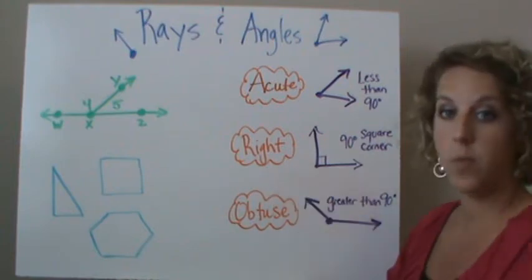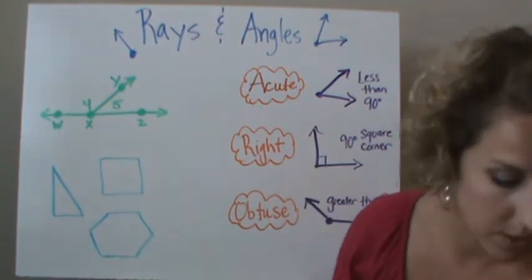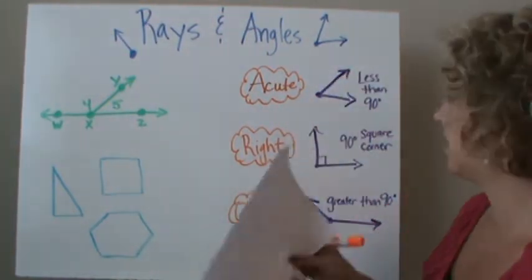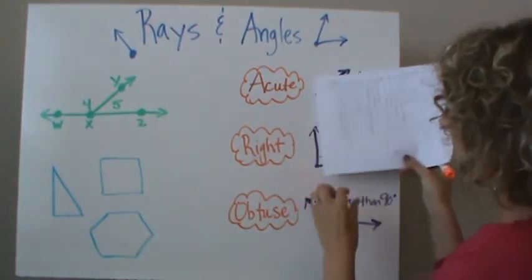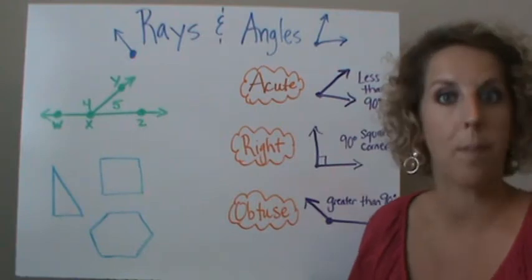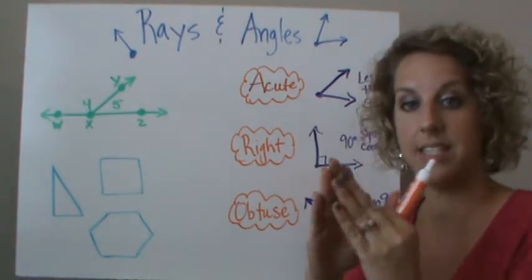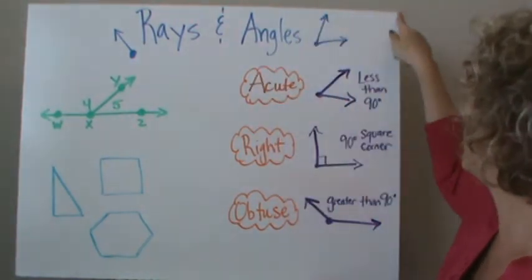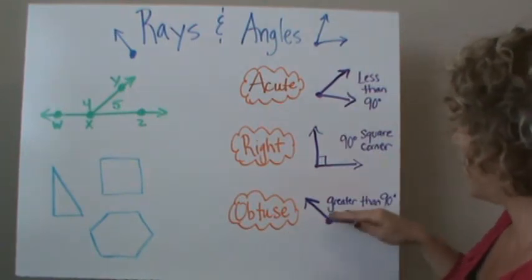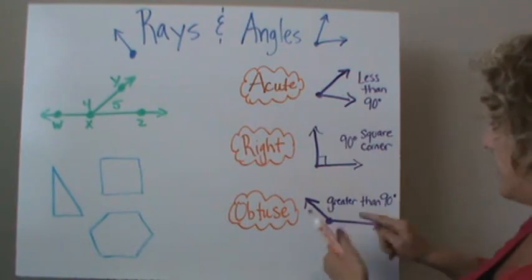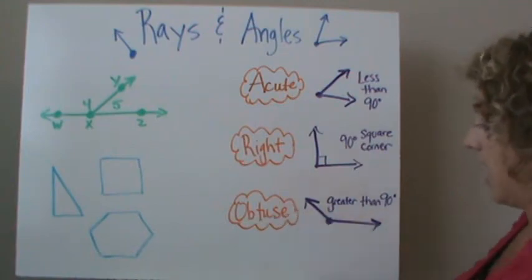And we can look to see if that works with a piece of paper. You can see if it's a perfect square corner, and it is, with a piece of paper, or a Post-it note is a good way. Anything that has a perfect square corner, like the corner of my board. The last type is obtuse, which is greater than 90 degrees. It's a really big angle.